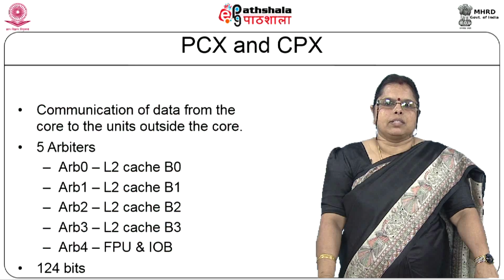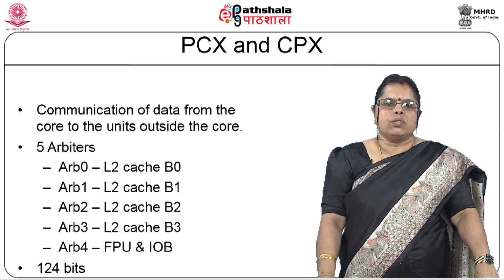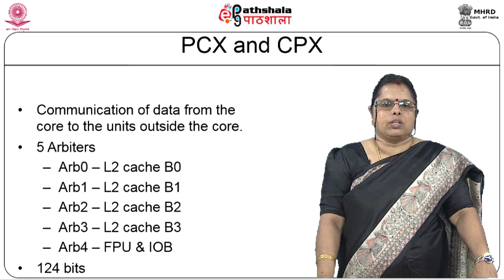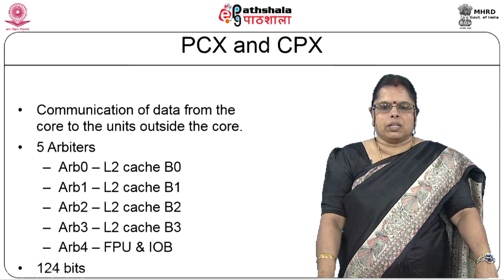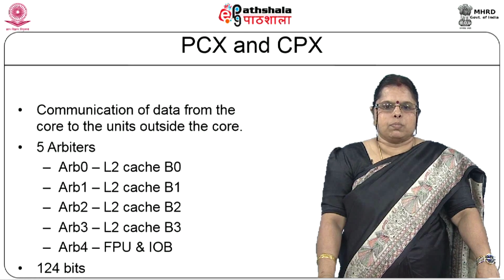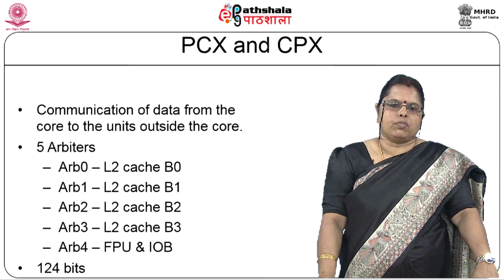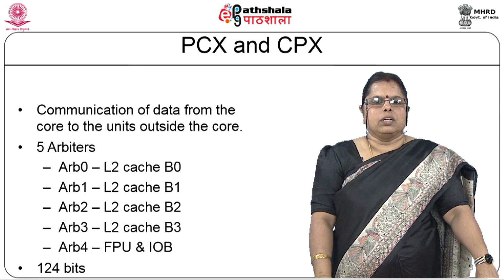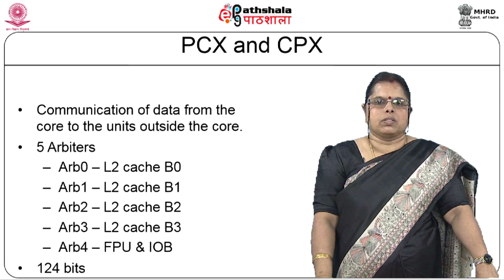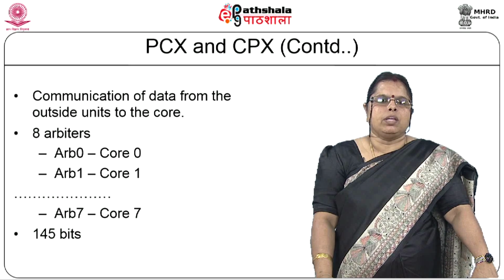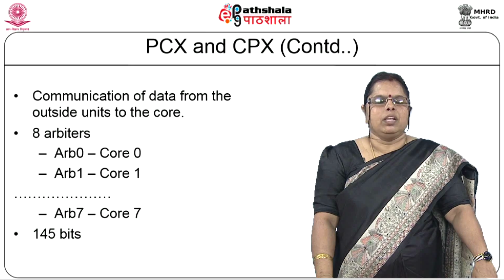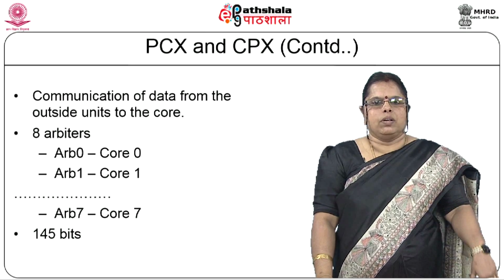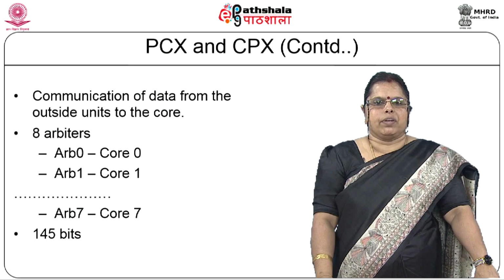So, if you look at the PCX and CPX here, PCX handles communication of data from the core to the units outside the core. So, you have 5 arbiters here: arbiter 0 for L2 cache bank 0, arbiter 1 for L2 cache bank 1, arbiter 2 for bank 2, arbiter 3 for bank 3, and arbiter 4 for the floating point unit and the IO bus, and the transfer width is 124 bits. For communicating data from the outside units to the core, you have 8 arbiters, arbiter 0 through 7, 8 arbiters because you have 8 cores, and it is 145 bits.